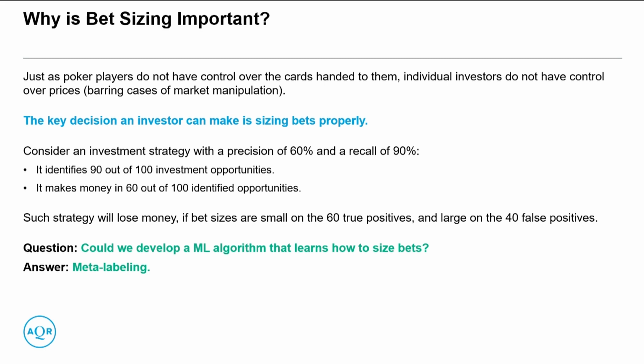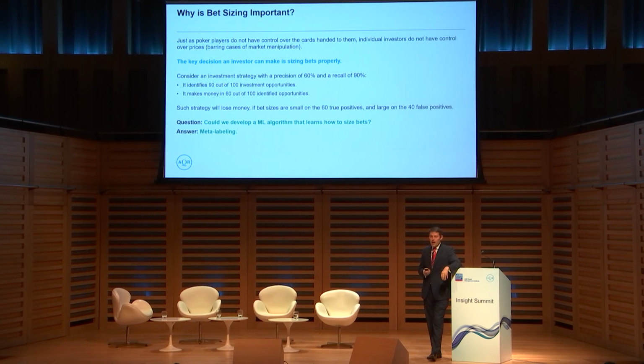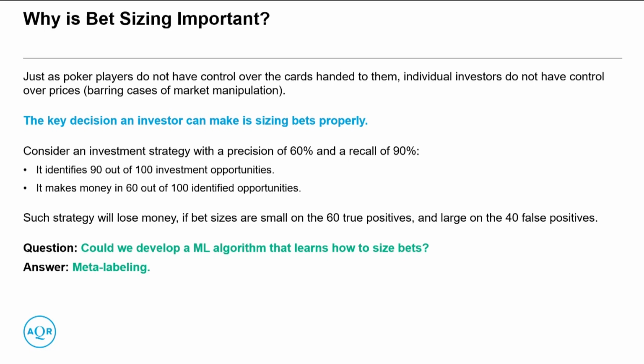Now, consider an investment strategy with a precision of 60% and a recall of 90%. That means that whenever you make a prediction, there is a 60% probability that the prediction is going to be right. And the number of opportunities identified is about 90% of the opportunities available. Now, if this strategy identifies 90 out of 100 opportunities, and it makes money on 60 out of 100 identified opportunities, you would expect that this strategy makes money. But that's not necessarily the case.